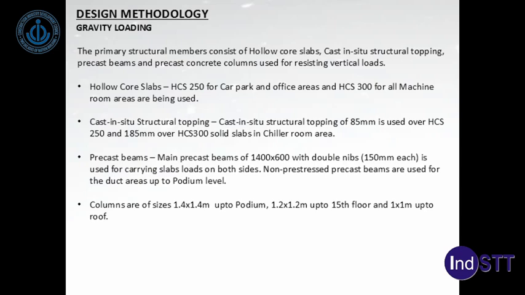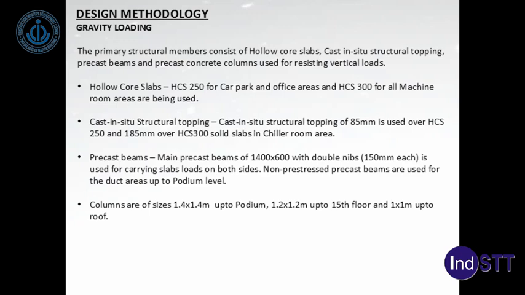So we discussed the gravity loading, we discussed the lateral loading, and this is a summary of it, basically, the sizes that we typically arrived for this building. Since the hollow core slabs are spanning around 10 meters, and for the live loading of 5 kilonewton and 10 kilonewton in some areas due to server, 250 hollow core is provided for the car park and office areas, and 300 hollow core thickness for the machine room areas is provided.